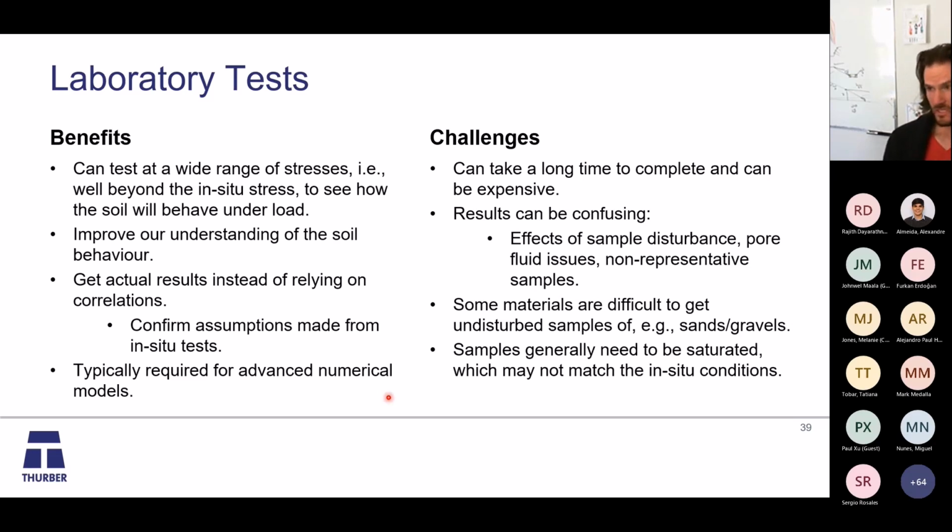However, tests can take a long time to finish. They can be expensive. The results can be confusing. And we have effects of sample disturbance, pore fluid issues, non-representative samples. Some materials are really difficult to get undisturbed samples out of: sands, gravels, soft clays, stiff clays. Sometimes the samples that you can return are the best of that ground material. And if you build something, it will find the worst. Samples generally need to be saturated, and that may not match the in-situ conditions.